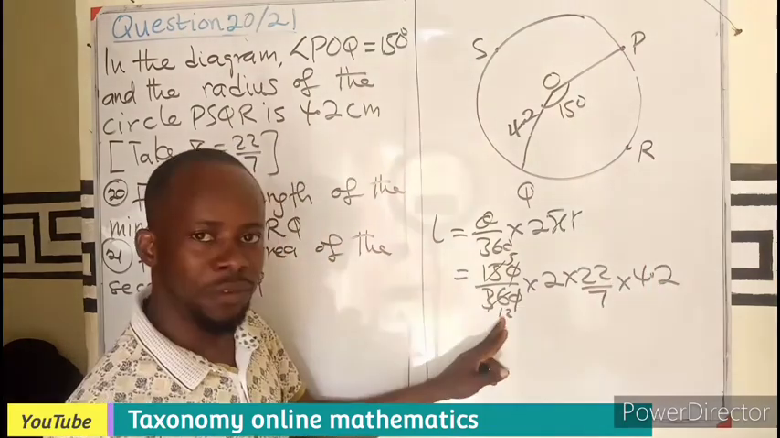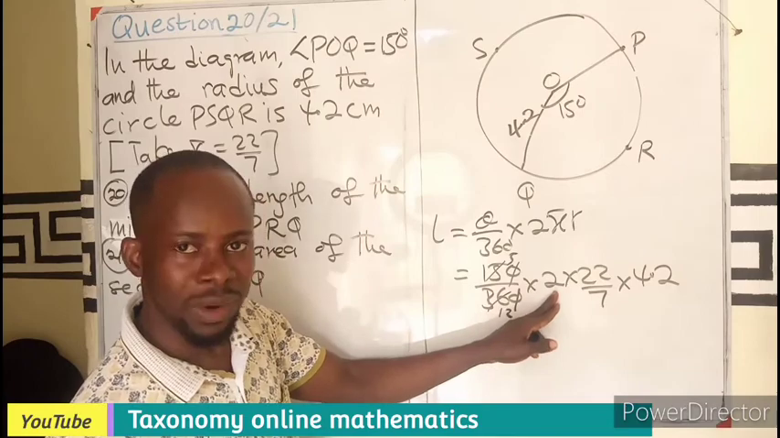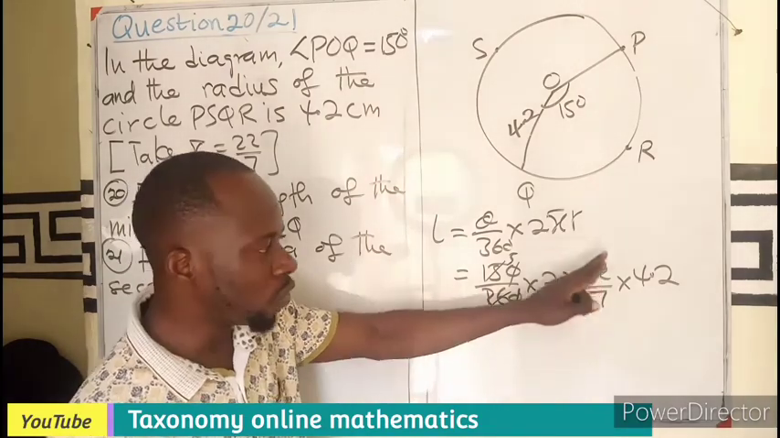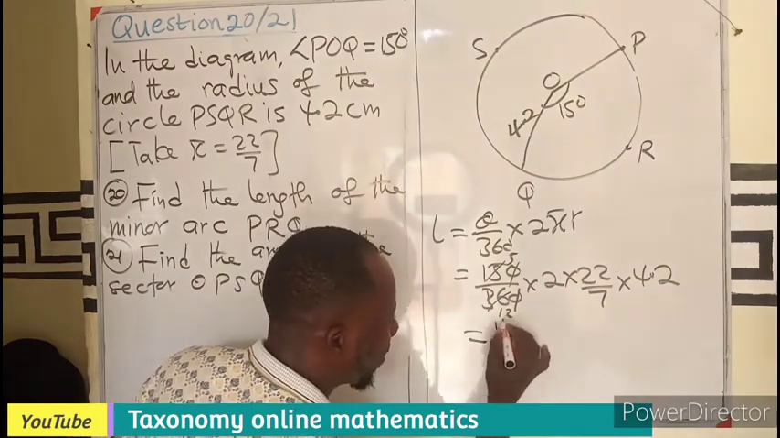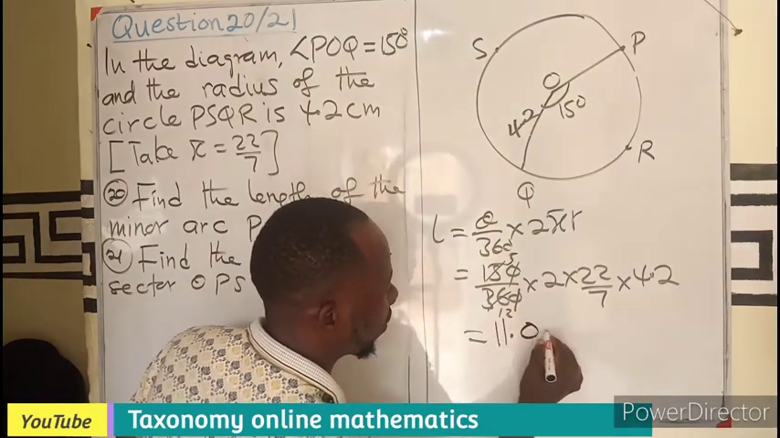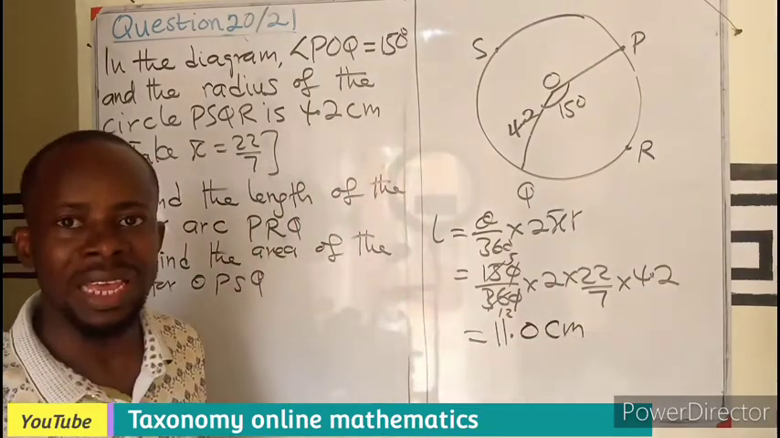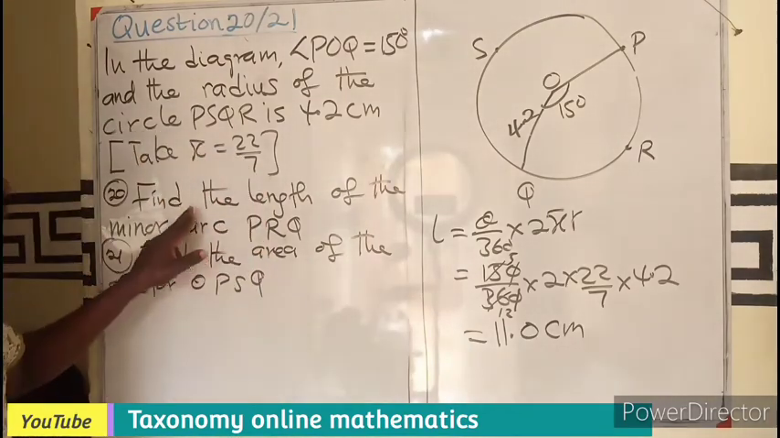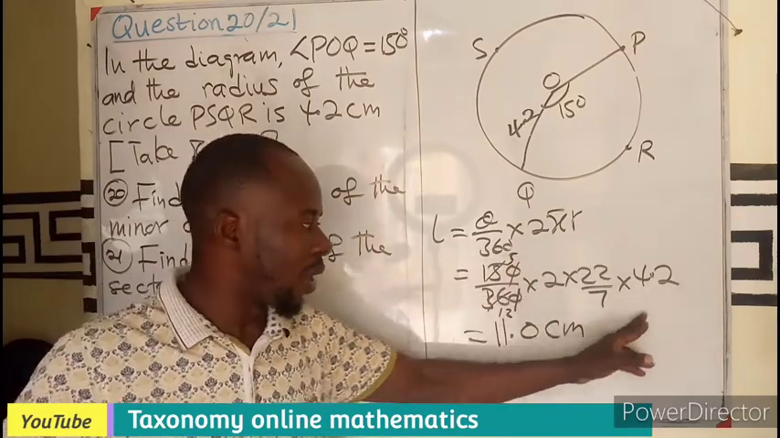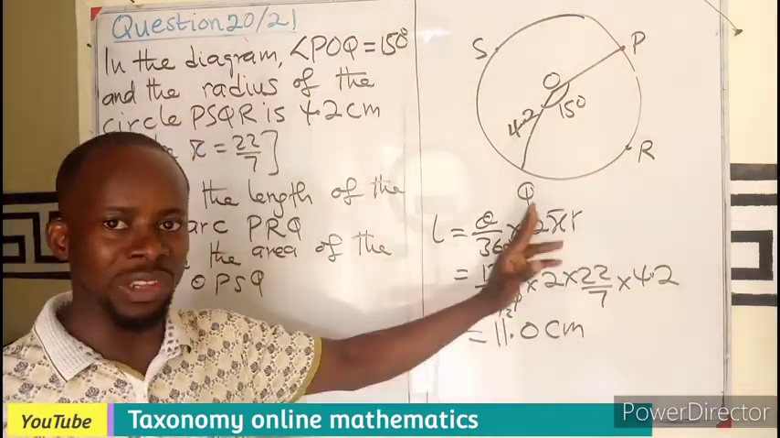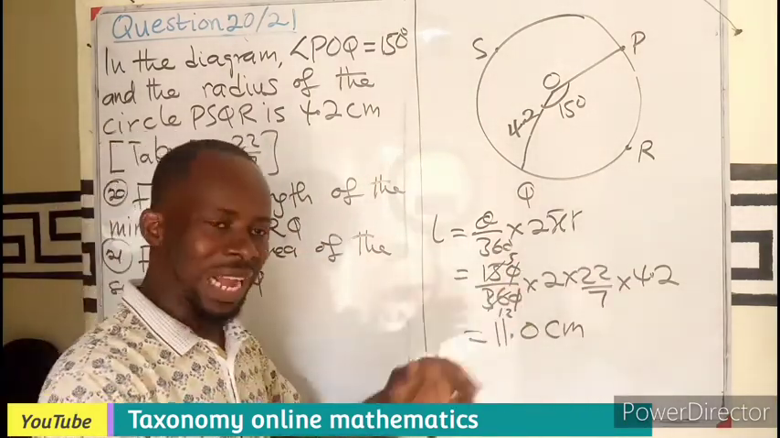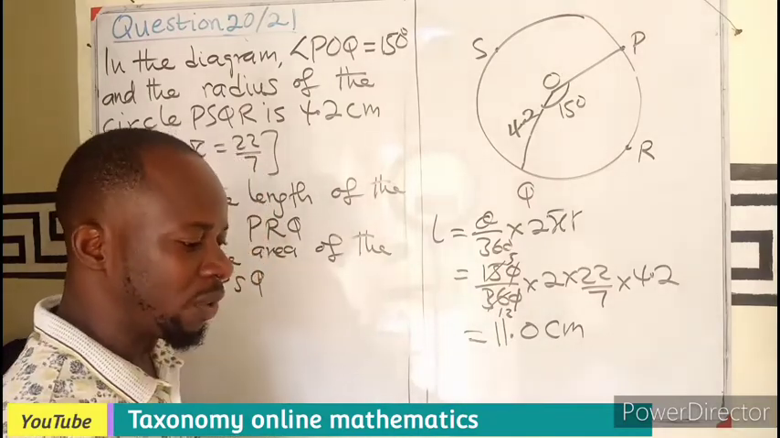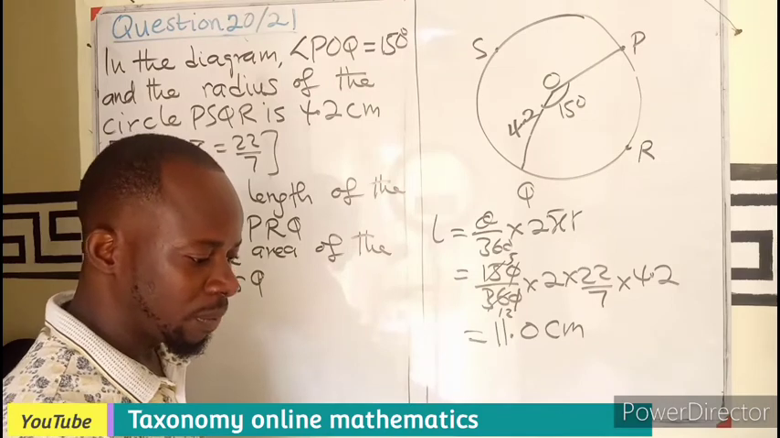6 will go into 12 2 times. That 2 will cancel this 2. Will cancel the 22 to give me 11. So I'm only having 11.0 centimeter as my answer. And that will have been the possible answer B. So for this, I'm sure on your calculator you can compute this to get an answer to be 11. Whether you do the cancellation or not, you will still end up getting the same value as I had.